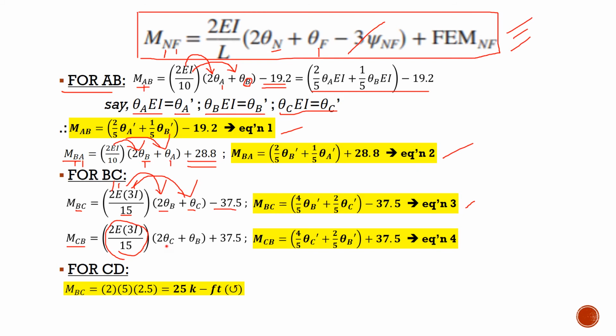What varies is the theta, the rotation of the tangent. So 2 theta C, which is now the near end, then plus theta B, and the FEM 37.5 positive, because it is on the right end, as before. Therefore, it is almost the same equation. It only varies in near and far, and also in the sign of the FEM. So that will be your equation 4.